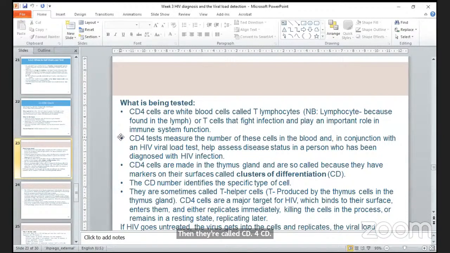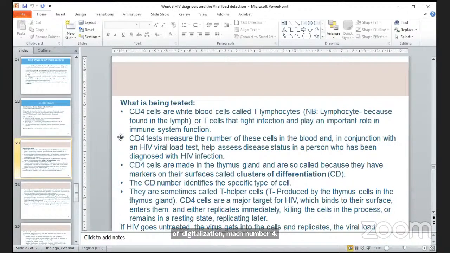We call them biological markers, something that can be used to differentiate it from the rest of the cells. And these markers are called clusters of differentiation, and they are clustered as number 4. We have different types of clusters, including number 6, number 8, etc. So these ones are clusters of differentiation marked number 4. So that is why we call them CD4.